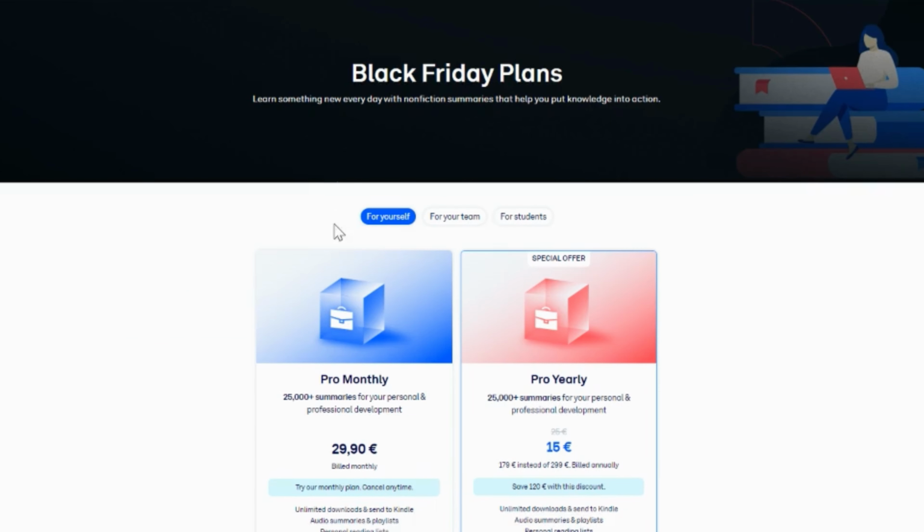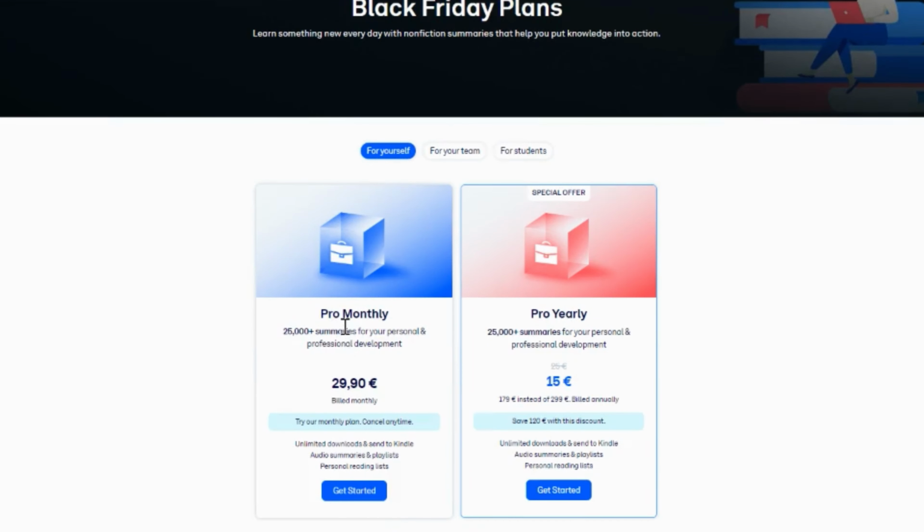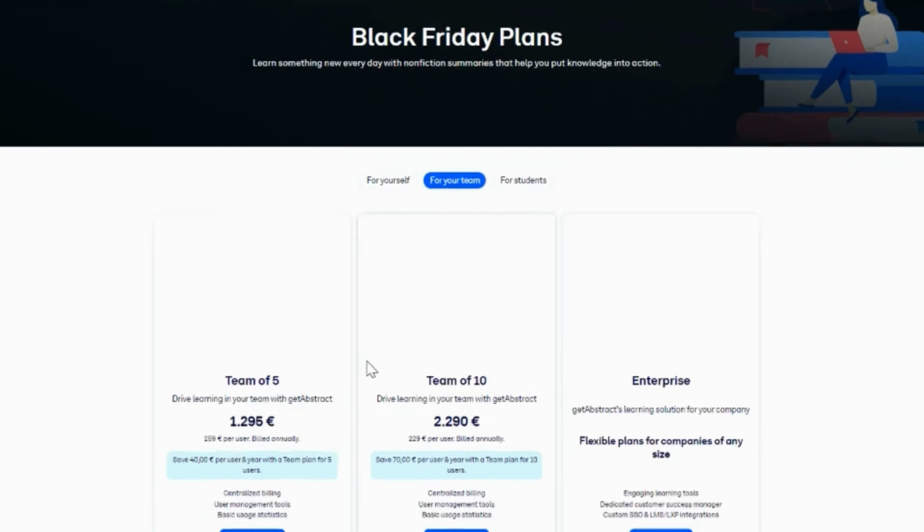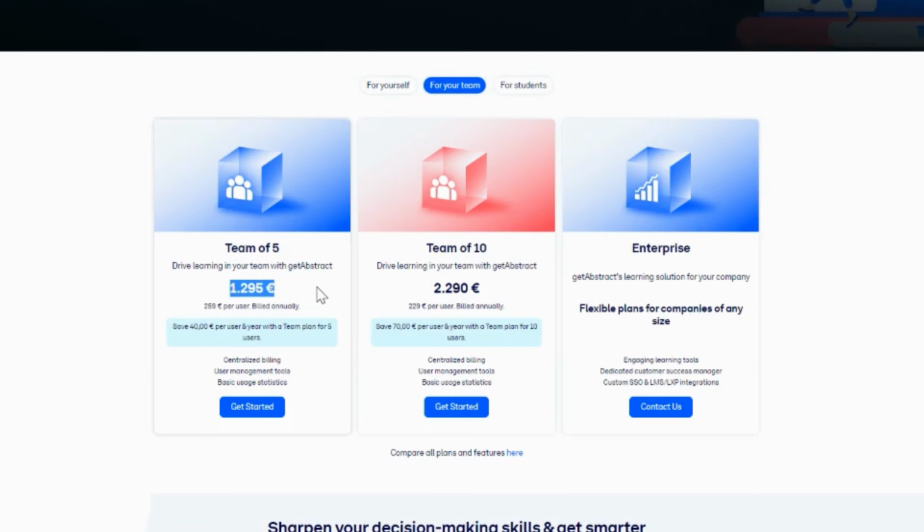Okay, just jumping into getAbstract. So if you were by yourself, you could roughly start at 30 euros a month. You might have to do the dollar conversion yourself. Actually, now you're probably at an advantage if you're a dollar person. You could also buy annually, and that's much cheaper. It's actually 50% cheaper.